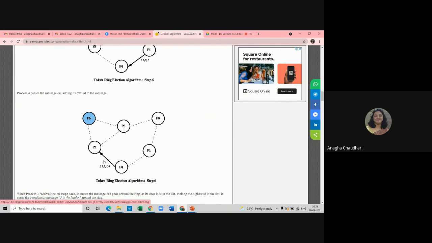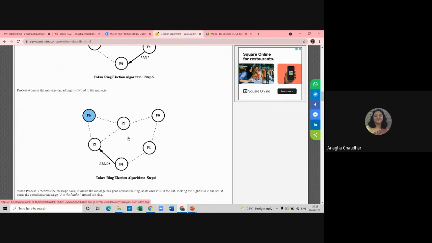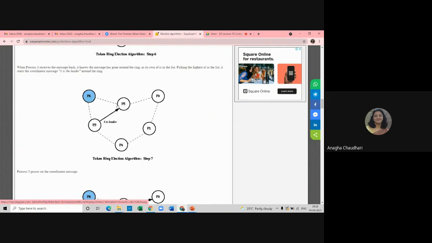3 will come to know that what I sent has come back to me with all these process IDs appended to it, right? Now what will 3 do as an initiator? 3 has started the election, so 3 becomes the initiator. 3 is going to check which process has the highest process number, that is 5. So as 5 is the highest process number or ID, obviously 5 is declared as the new coordinator. 5 is the leader now, right?